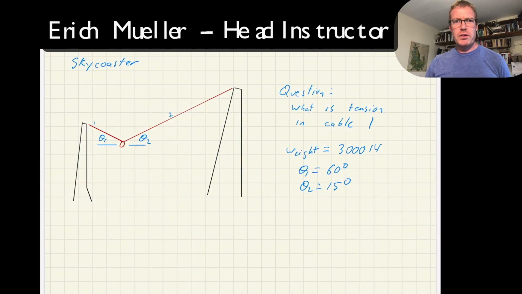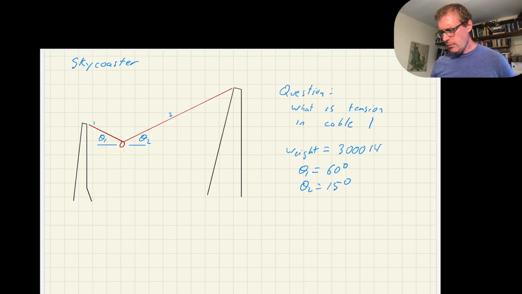I'm going to quickly go through this Skycoaster problem. So the problem, as given by the last activity, is you have some people who are suspended from these two cables that go up to these two towers. And the question is, what is the tension in this cable? And the question asked you two different ways.